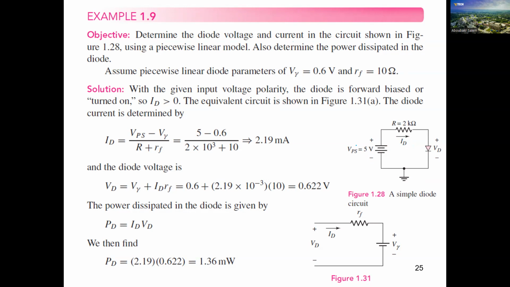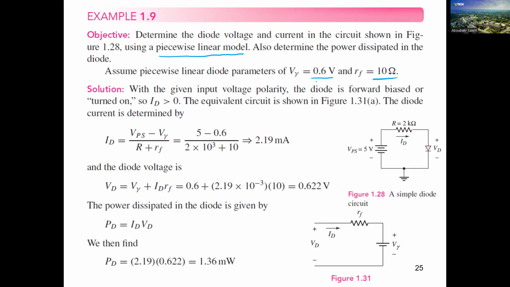But in a different way. What's the different way here? So we need to calculate everything using the piecewise linear model. We already used these values before and calculated something, but now we will have some exact values. Previously we didn't consider the resistance of the diode. Now we have a resistance of 10 ohms, and V gamma is given here as 0.6 volts.